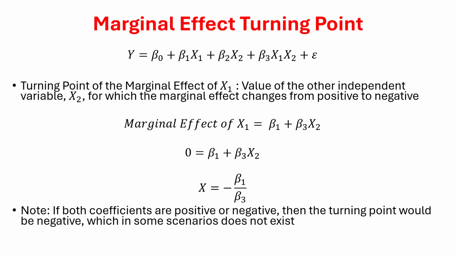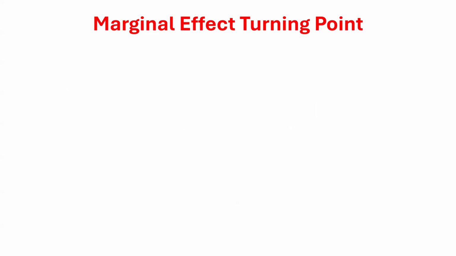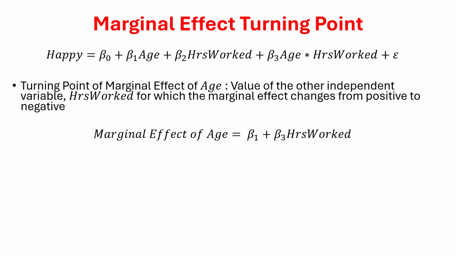I already mentioned this as well, but this is a good thing to mention again. Not only if both coefficients are positive might there not be a turning point. If they're both negative, right, there might not be a turning point. And we'll walk through some examples where that exists, right? But for now, right, let's look at this, okay?